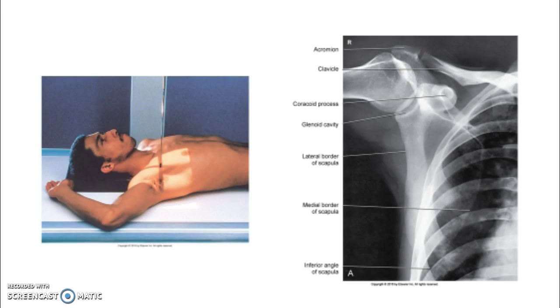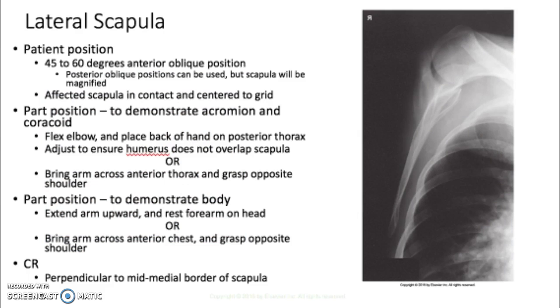Forehead, back of the hand to the forehead of the affected side is typically what you'll see. And this is what your scapula will look like. Good anatomy here for you too. That'll help you in your image eval, your competencies. All right, here's the lateral scapula view.